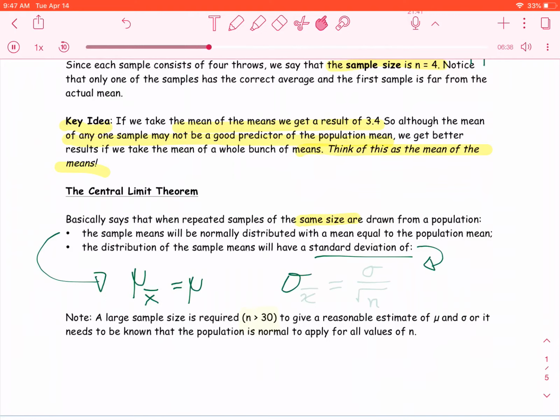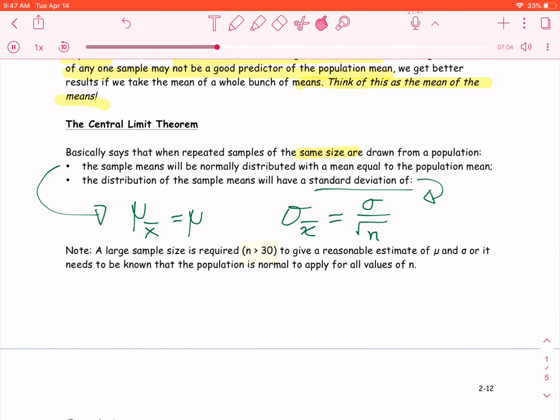So standard deviation will be equal to standard deviation divided by your sample. So to find the standard deviation of your means, you'll take the standard deviation and divide it by the square root of n. That will be a handy formula that we will use later on.